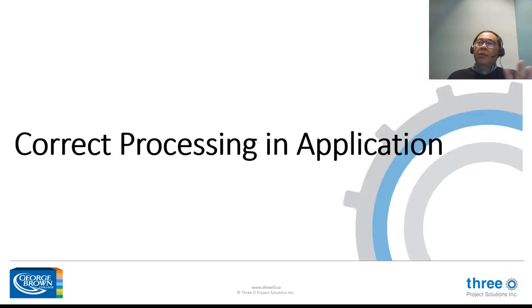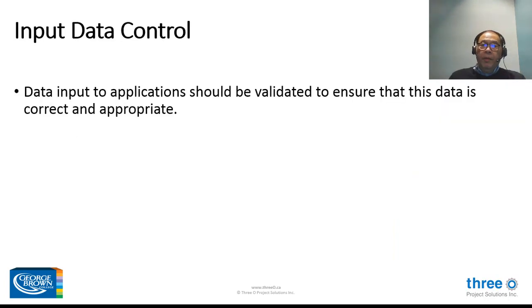Okay. So now at this point, we want to talk a little bit about correct processing of applications. This is a bit more technical, but it's also some common sense that you can appreciate how security should be built in. Input data control. Now, all user applications almost always require input from either the user or from internal employees, or some sort of user in general. It could be an external or internal user. So data input to the application should be validated to make sure the data is correct and appropriate.